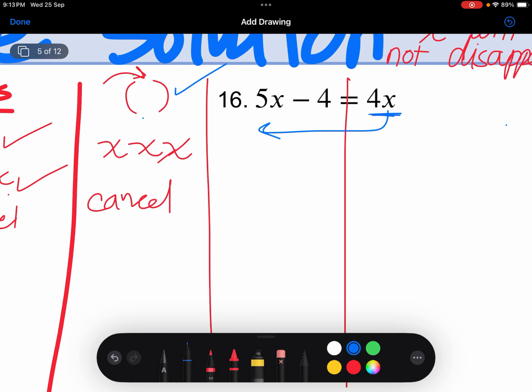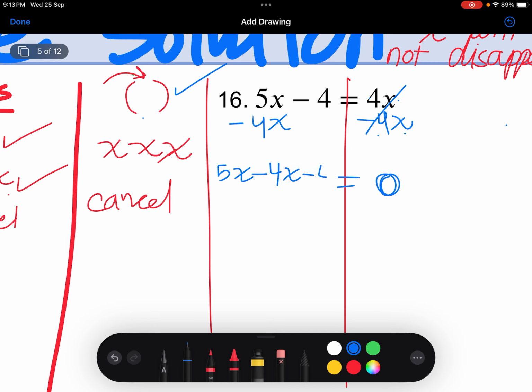Just make sure to move it. How can I do that? Minus 4x on both sides. So the 4x will be cancelled. On this side, 4x minus 4x is 0 equals. Here, what do I have? I have 5x minus 4x minus 4. Now I have all my variables on one side, but still I have to combine them. I'm not done. Let's combine.